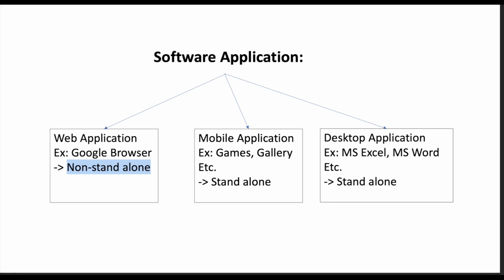But before that, let me explain what a mobile application is. Like the mobile applications we have seen on our phones, there are games, and one application is a gallery application. These applications which we are using on our phone are standalone applications. Let me explain desktop applications also. There are Microsoft Excel and Microsoft Word and so on. Just for example, I'm showing these two. These are standalone applications.